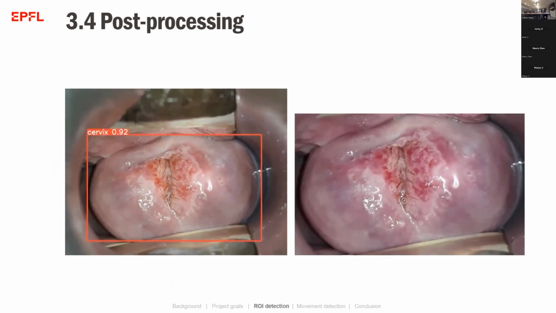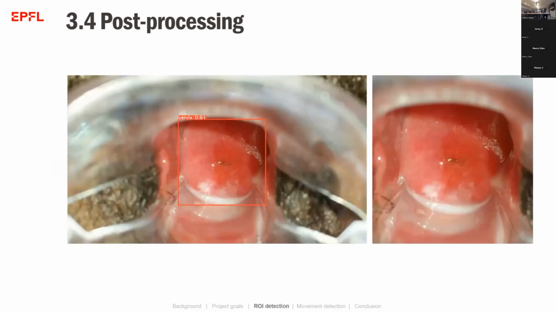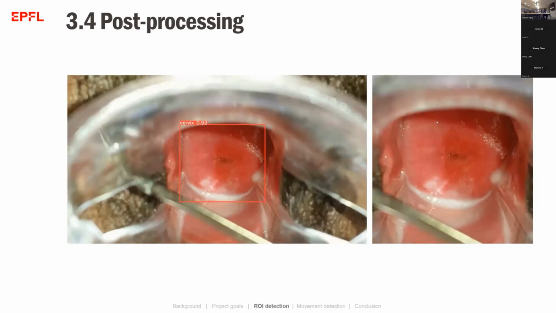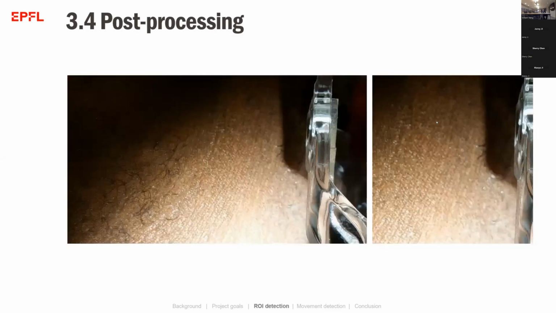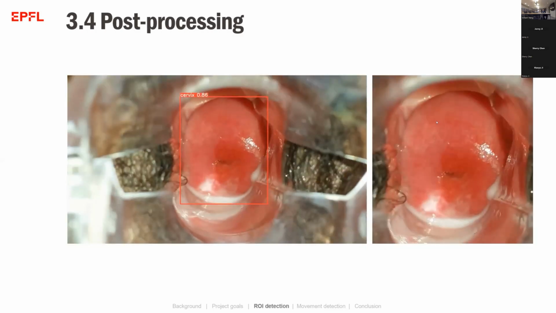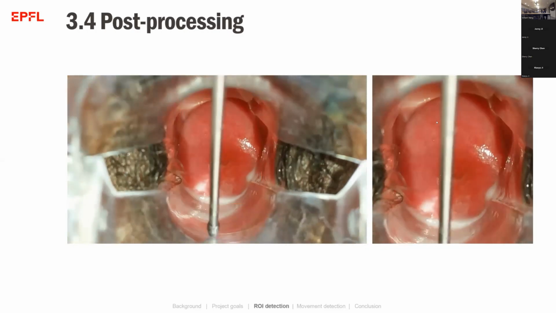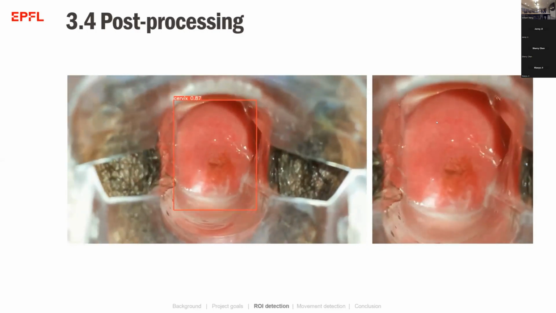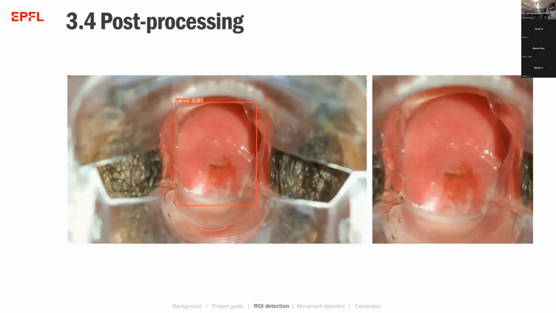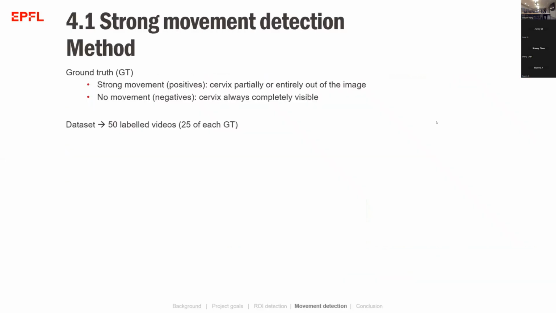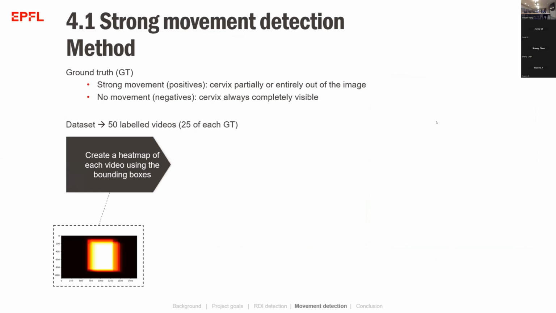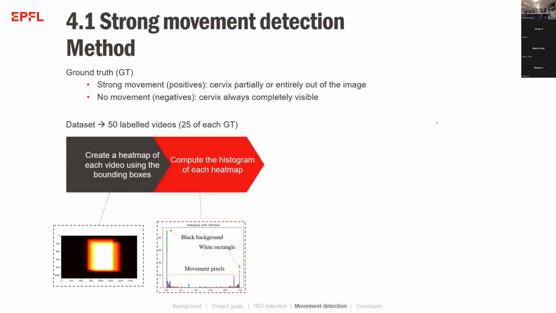But not all the videos work really well, because when we have a lot of movement, there are frames that are not detected, as you can see in this video. So we want to detect this type of videos to remove them, because we cannot evaluate the final classification in this type of videos. So how do we do this? Well, we use the bounding box information predicted by YOLO to create a heat map of all the bounding boxes, and then we did a histogram of this heat map.